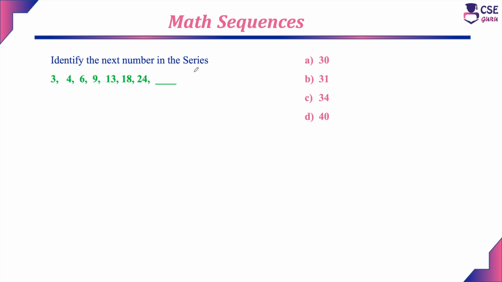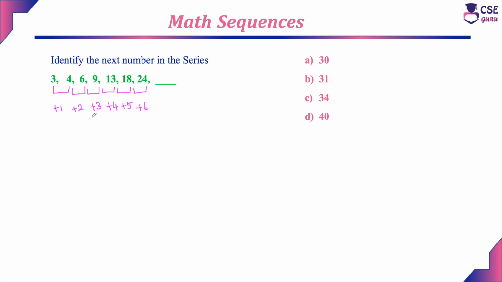Identify the next number in the series. 3, 4, 6, 9, 13, 18, 24, and what is the next term we need to identify? So the difference between the first and second term is plus 1. Second and third term is 4 and 6, it is plus 2. Third and fourth term is 6 and 9, it is plus 3. Fourth and fifth term is 9 and 13, it is plus 4. Fifth and sixth term is plus 5. Sixth and seventh term is plus 6.